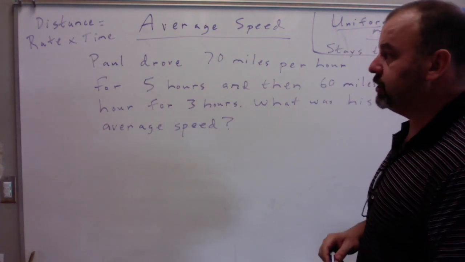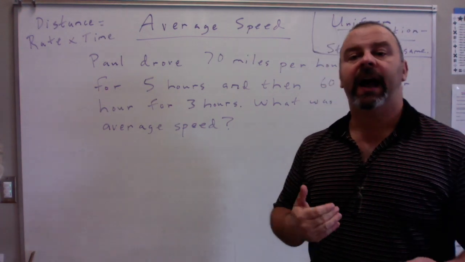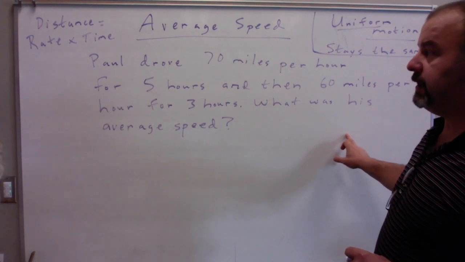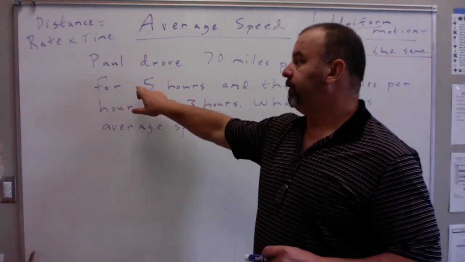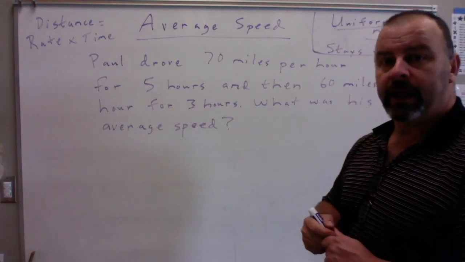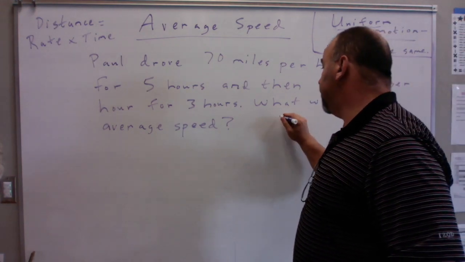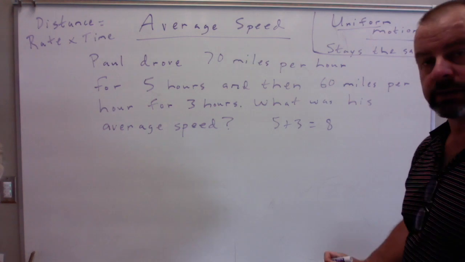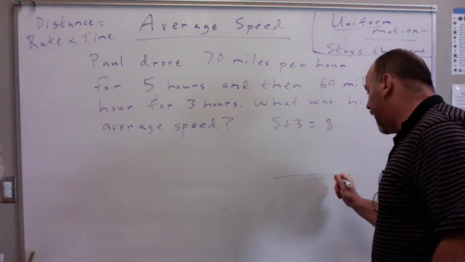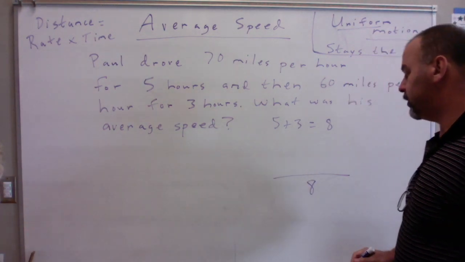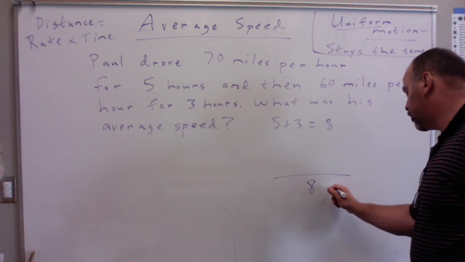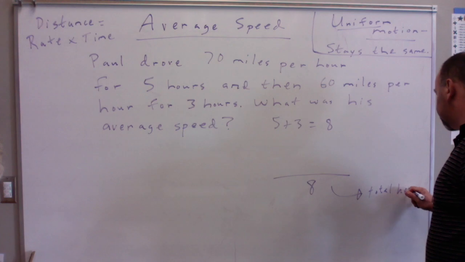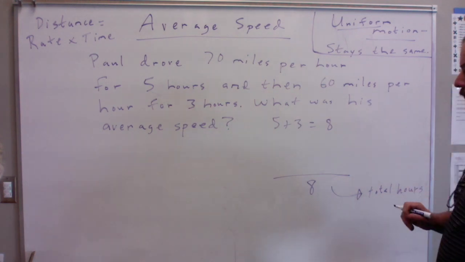So average is when we divide by the number of hours. First of all, how many hours did he drive for? He drove for 5 and 3. 5 plus 3 is 8. He drove for 8 hours. So that's going to go on the bottom. That's going to be the total hours that he drove. Total hours.